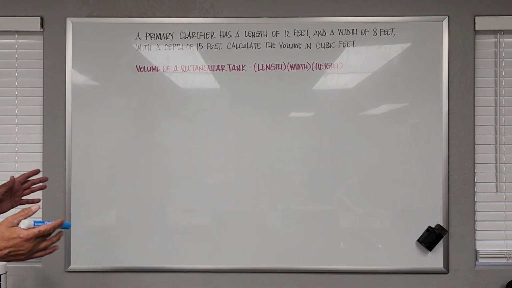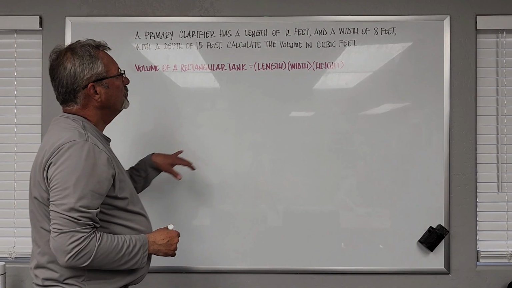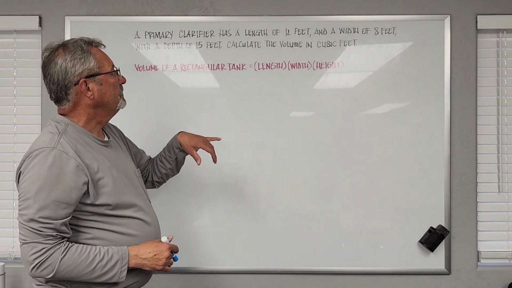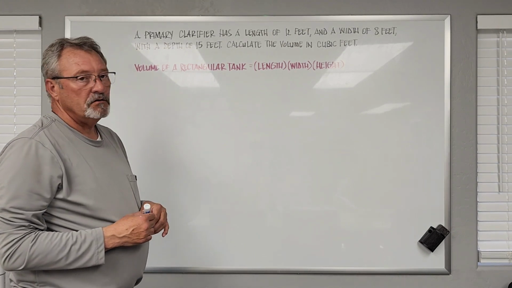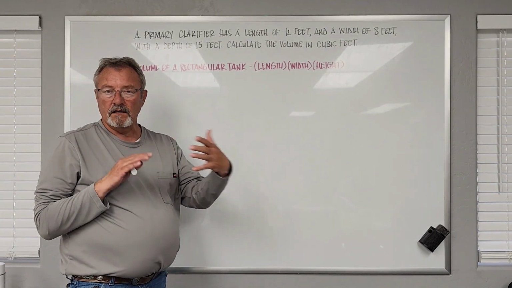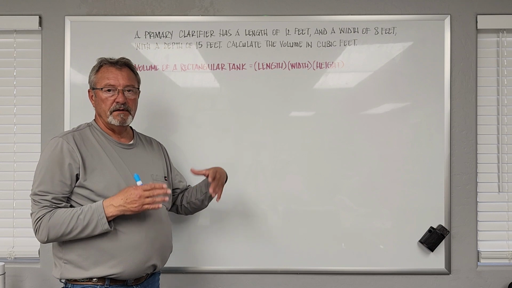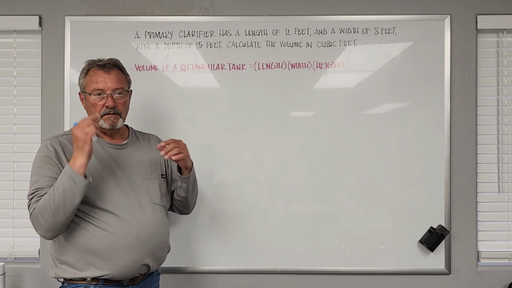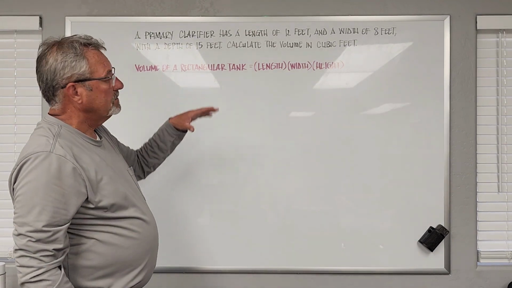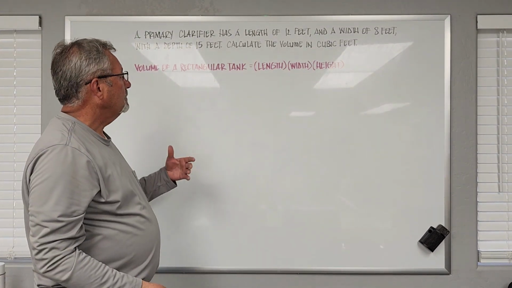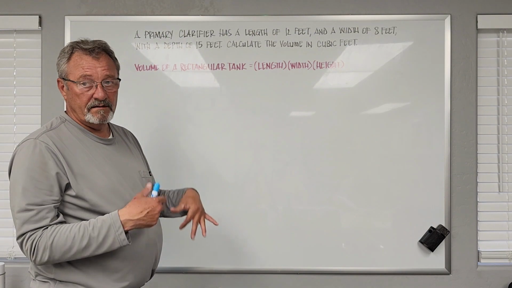Okay, question number 3. A primary clarifier has a length of 12 feet and a width of 8 feet with a depth of 15 feet. Calculate the volume in cubic feet. So we're talking about a 3-dimensional object. This could be a tank, a reservoir. There's several different terms that we use in this industry. But essentially this is a rectangular tank. It's got a length, it's got a width, it's got a height or depth.